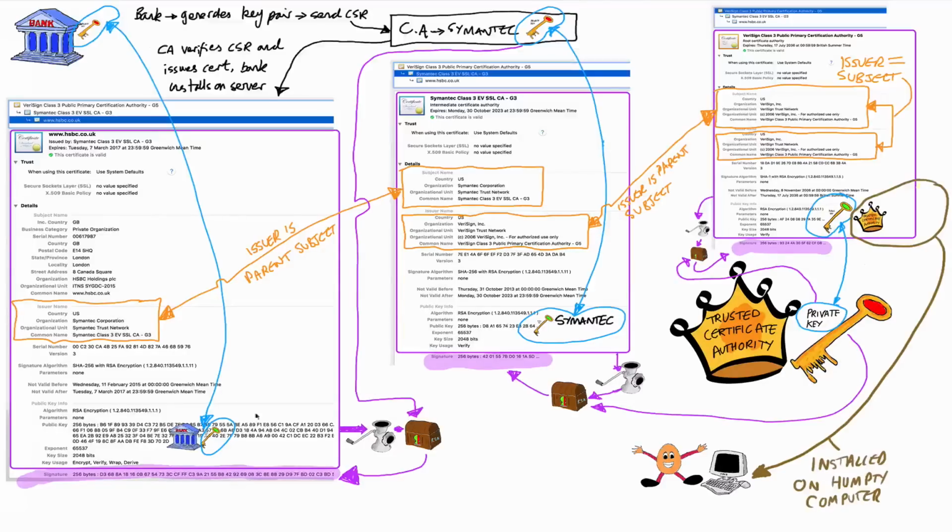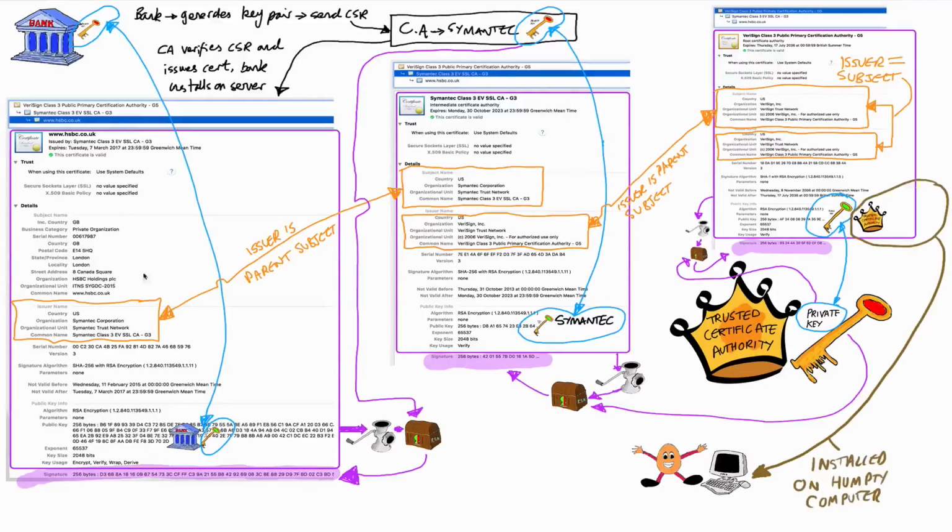Normally, the signature is created by the private key of the parent certificate, and it's decrypted using the public key of the parent certificate, and it's appended to the end of the child certificate, right? And this parent-child relationship is really, really important.